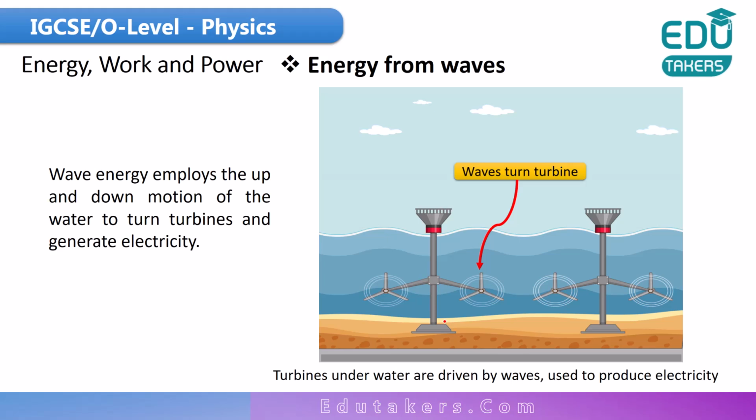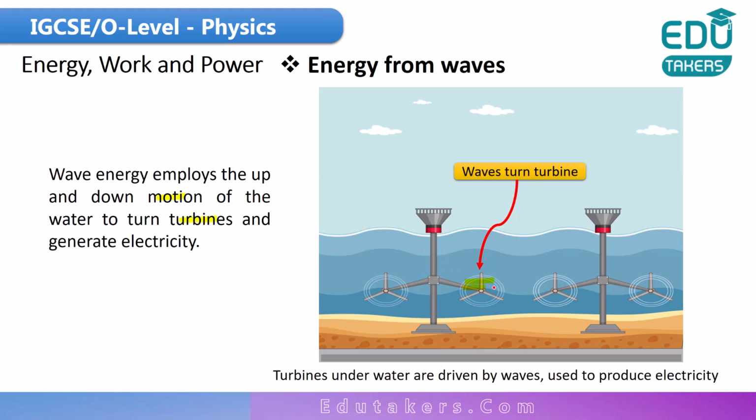How can you get the energy from the waves? See this figure. Here there are waves that basically drive the turbine. When the turbine runs, electricity is produced. So a wave implies the up and down motion of the water. When the water moves up and down, it basically turns the turbine. By turning the turbine, you can easily produce electricity.